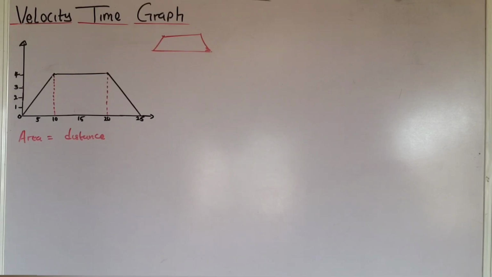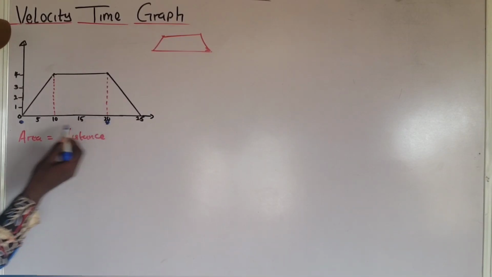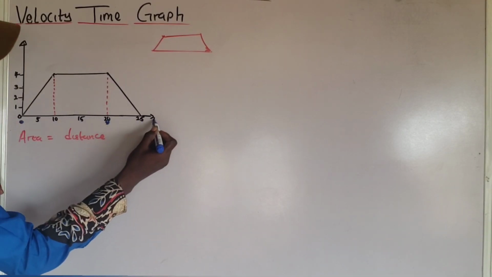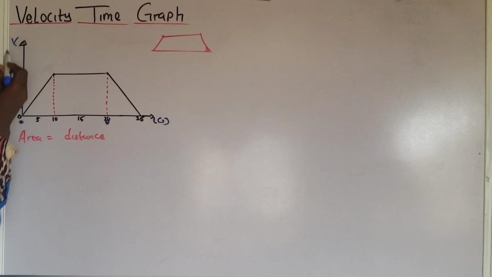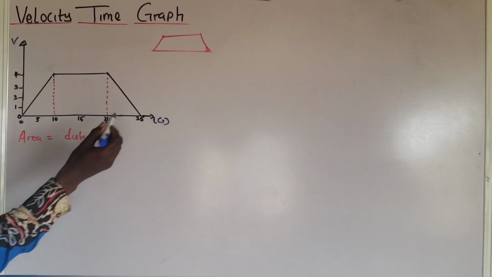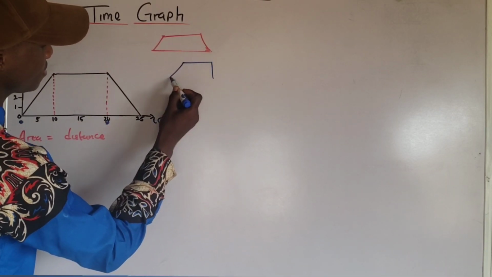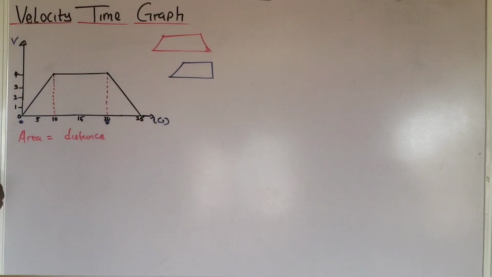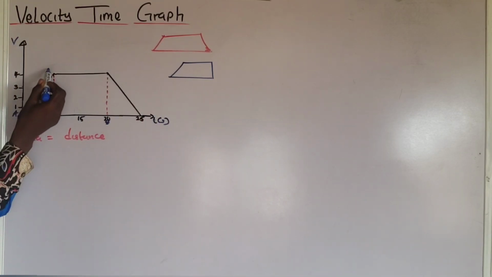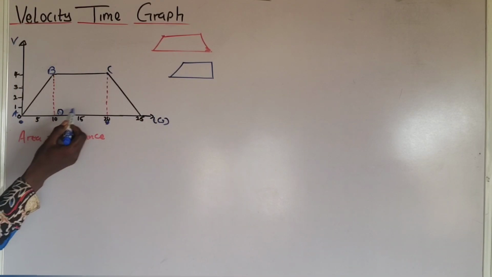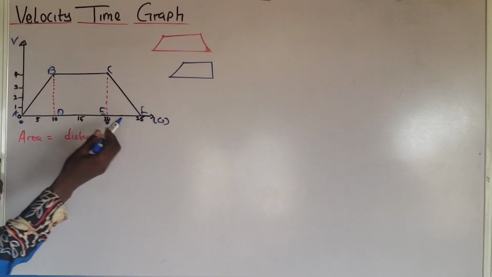You understand? And the first 20 seconds is from this point to this point. You understand? Because the time is along this, and this is the velocity. Okay. Now the first 20 seconds is from this point to this point. So the shape now becomes like this. You understand? Let me call this point A, B, C, D, E. You understand? Let us call this F.